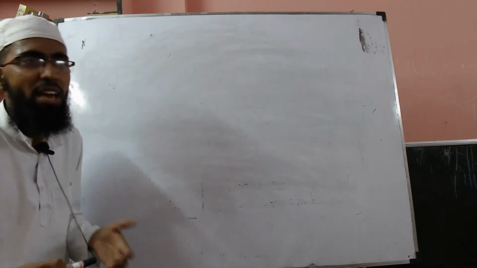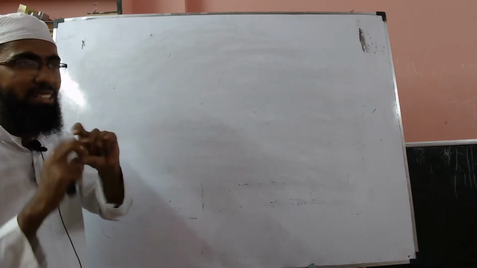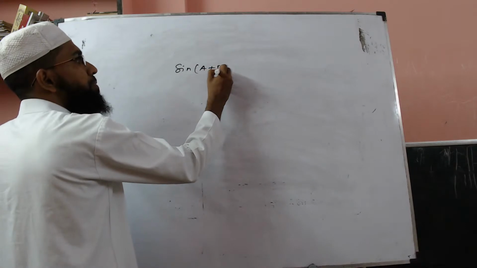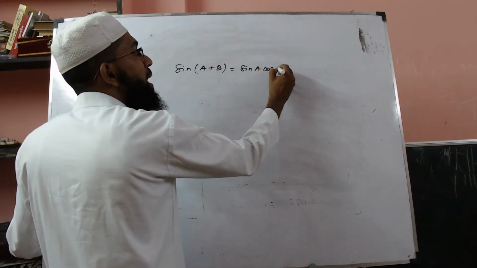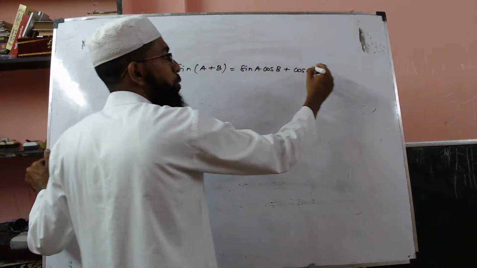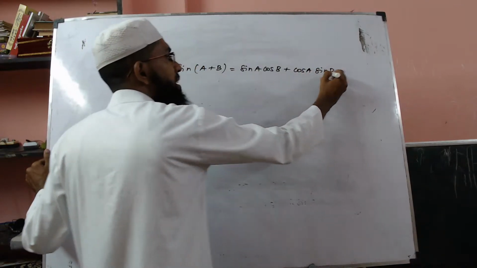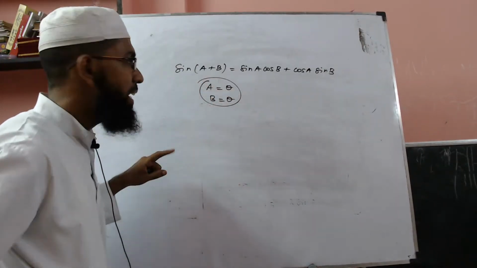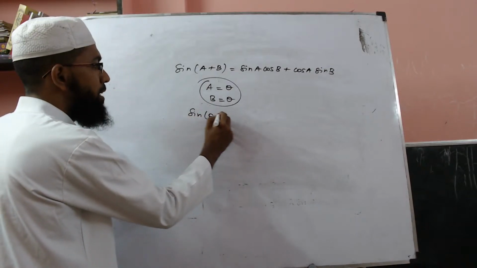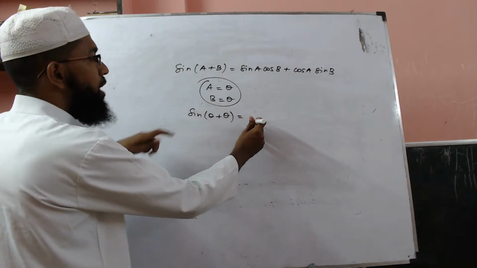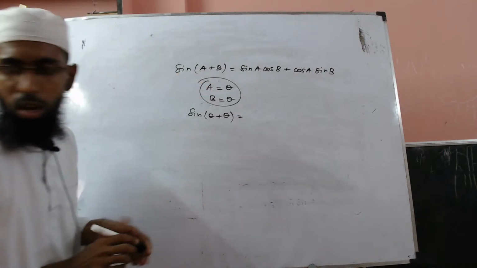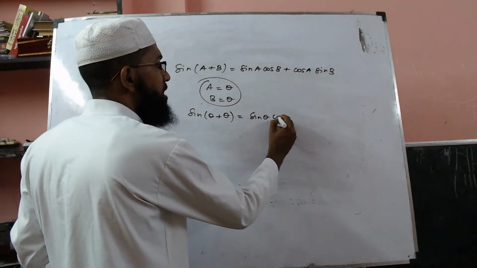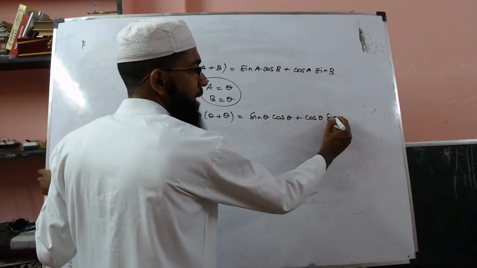Now we have still more formulas to derive. I'll just start with one formula alone. For example, what is sine of a plus b? Sine of a plus b is sine a cos b plus cos a sine b. This is the first formula that we saw today. Sine a cos b plus cos a sine b. Now put a also equal to theta, b also equal to theta. What will you be getting? Sine of theta plus theta equal to sine theta cos theta plus cos theta sine theta.